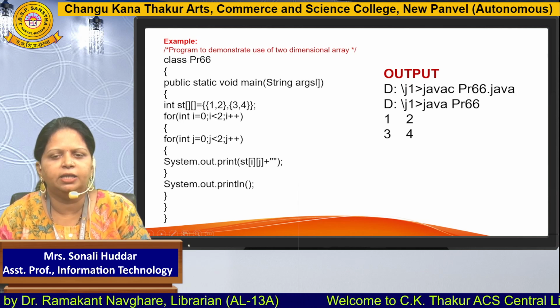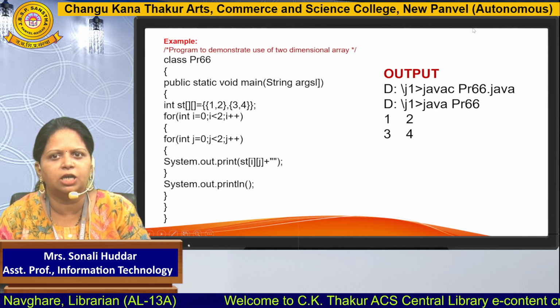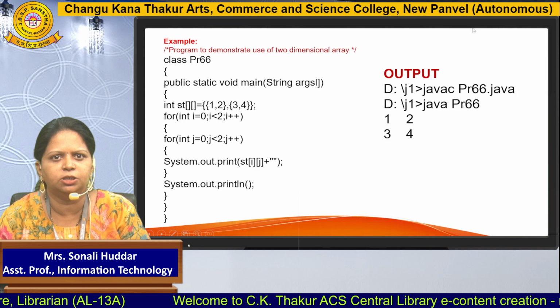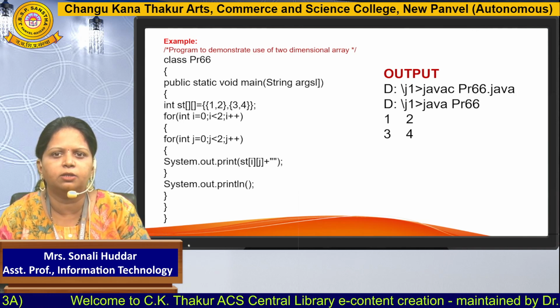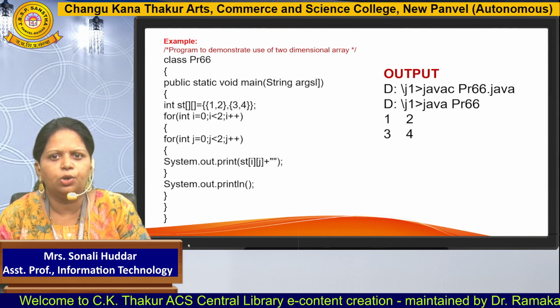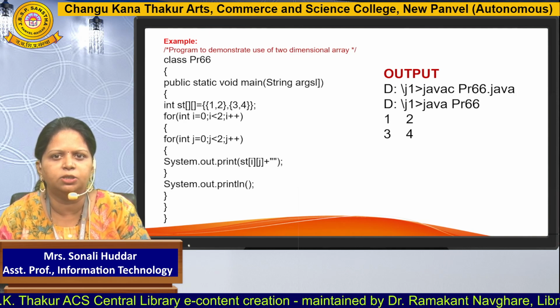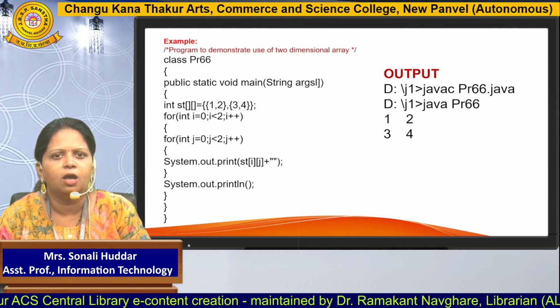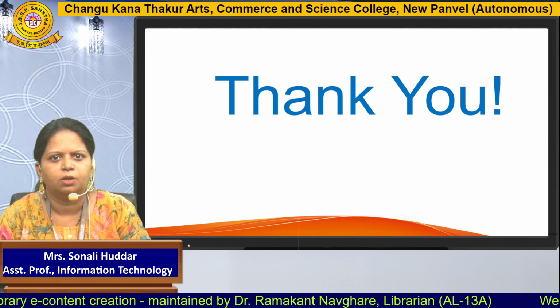When you are printing this, compilation of the program is done with the javac command, javac program66.java, and if there are no errors, then we execute it with the help of the Java interpreter, that is java program66. So you will get the array elements like this: 1, 2, 3, 4.